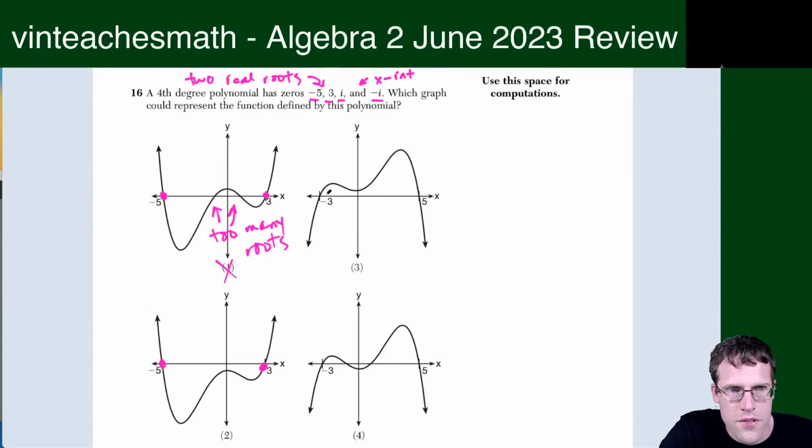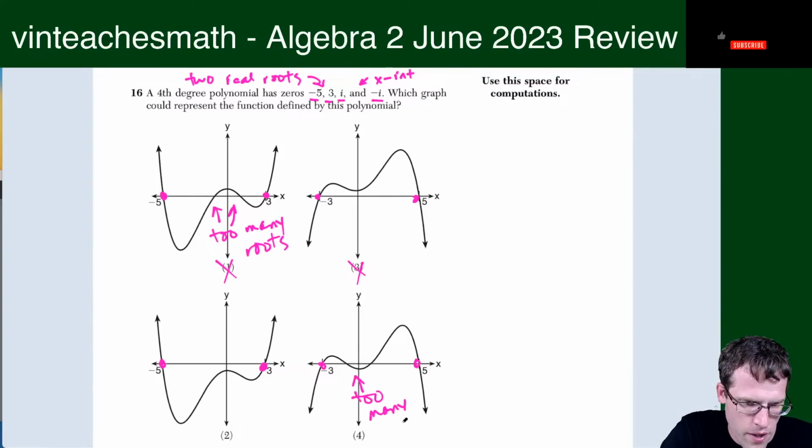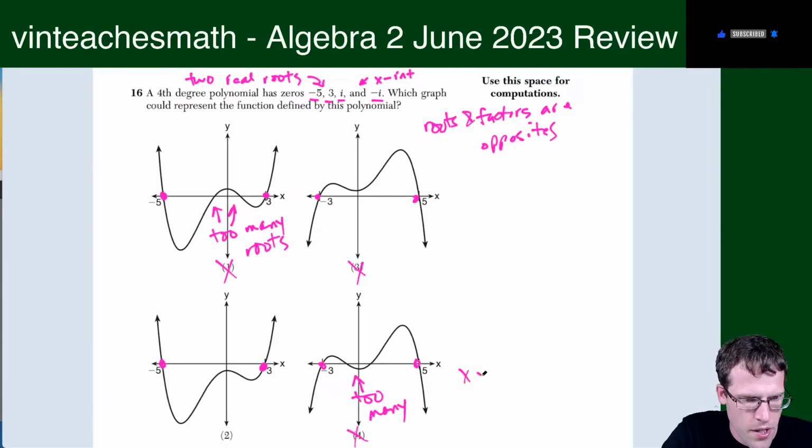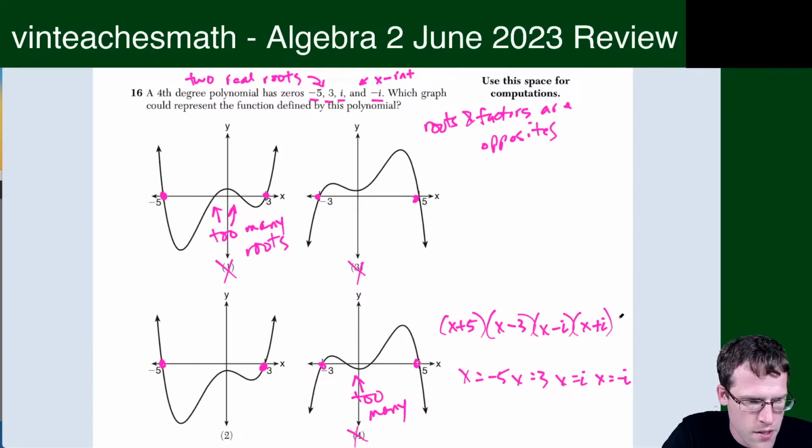See, this one is -3 and 5, so that one's out. And this one, too many roots. Too many, so you're out. If you really want to be fancy here, remember we said roots and factors are opposites. Imagine I got my solutions here: x equals -5, x equals 3, x equals i, x equals -i. I go backwards, I would have factor x plus 5, factor x minus 3, x minus i, x plus i, and this is all equal to 0.